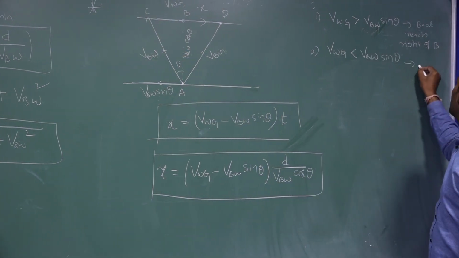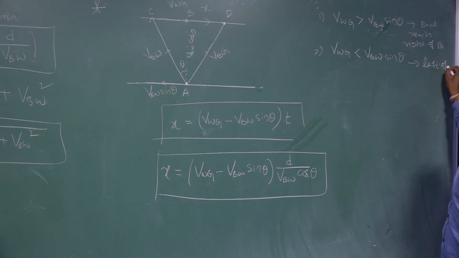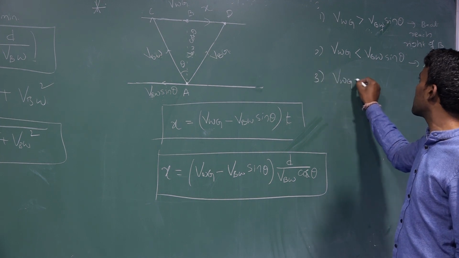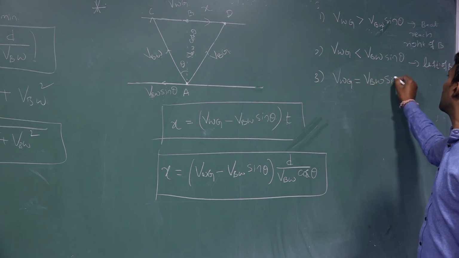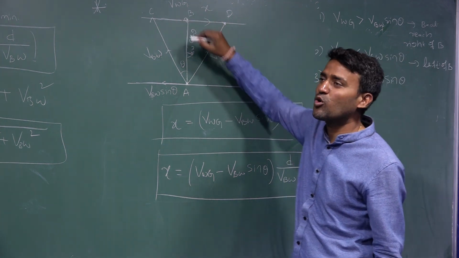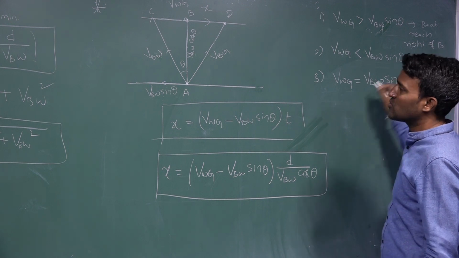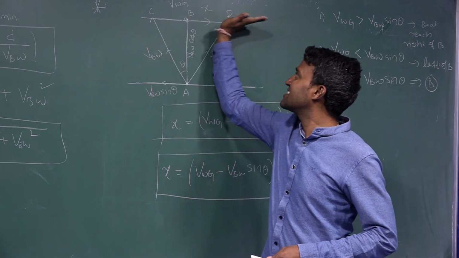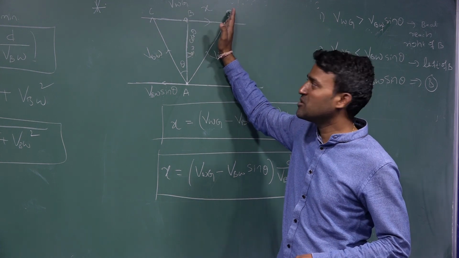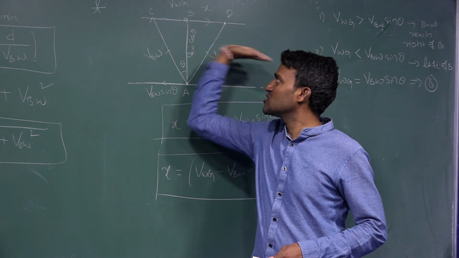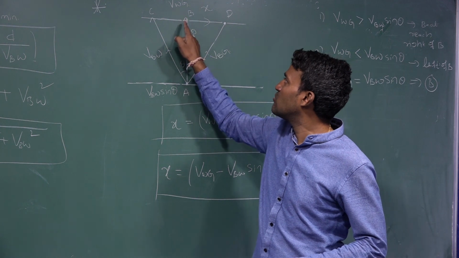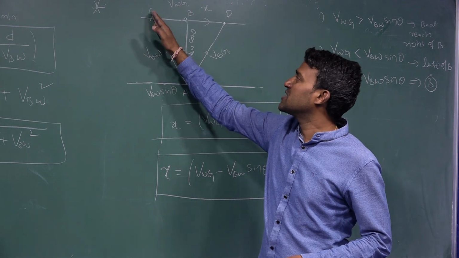So the boat will reach left of B. And third case, if the velocity of the water with respect to ground is equal to the velocity of the boat with respect to water sin theta, at that moment the boat reaches exactly the opposite point, point B. See here, once again, if the velocity of the water is greater than this component, at that moment the boat will reach right side of point B. If the water velocity is less than the component of the velocity of the boat, the boat will come to some point on the left side of B.